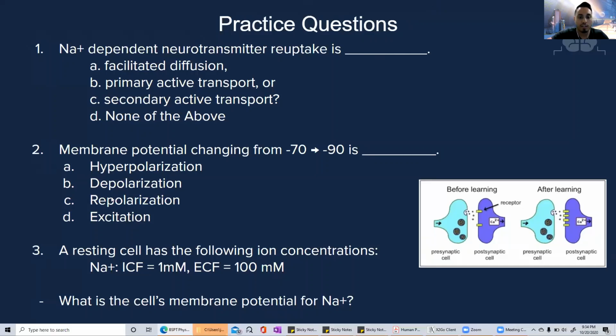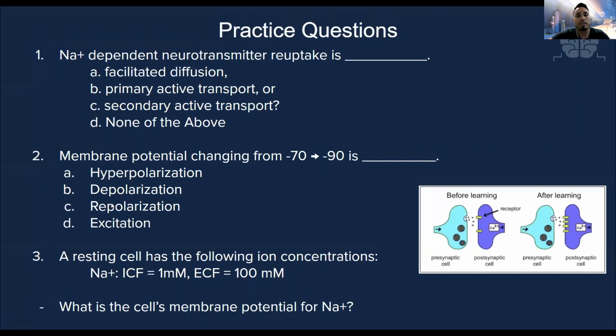Anybody confident enough to share? Sodium-dependent neurotransmitter. Is it none of the above? Why do you think it's none of the above? What do you think it is?